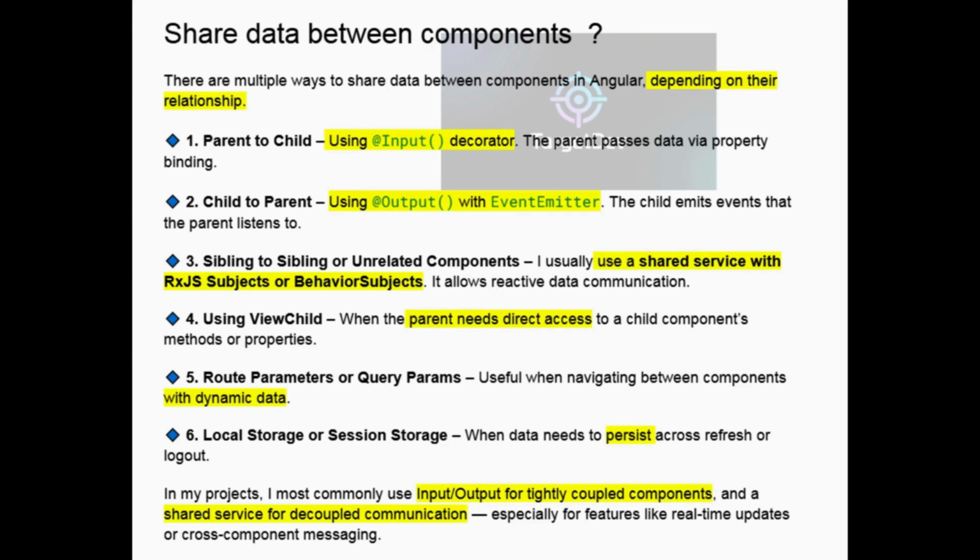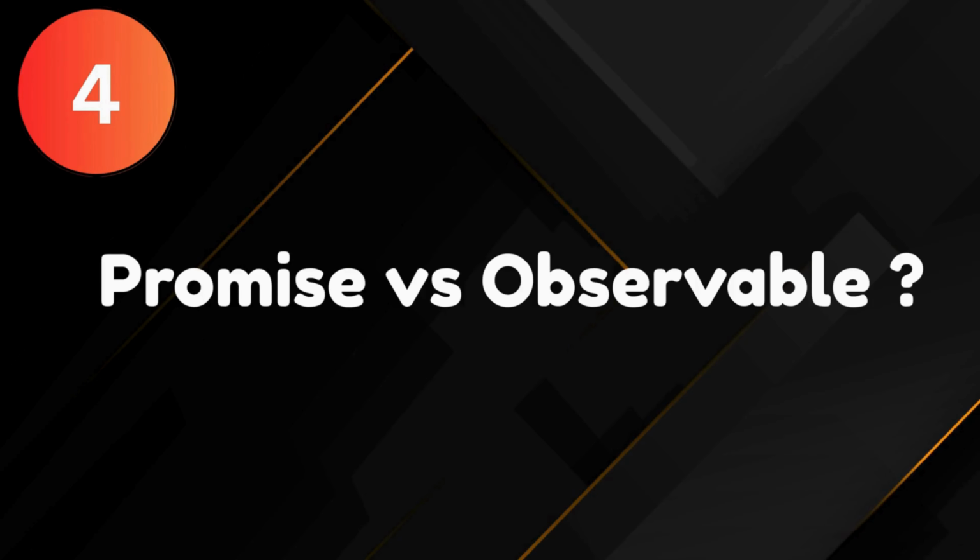In my projects, I most commonly use input-output for tightly coupled components and a shared service for decoupled communication, especially for features like real-time updates or cross-component messaging.